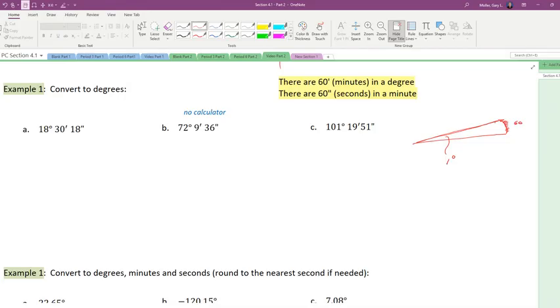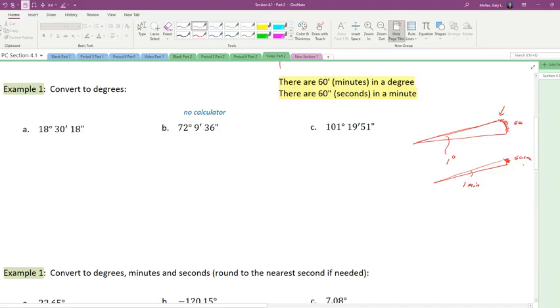Think minutes compared to hours. Now, what is seconds? The seconds would be if I was zoomed in with my microscope into that little spot right there, and now have this even tinier wedge. That's 1 minute. And I divide that into 60 seconds.